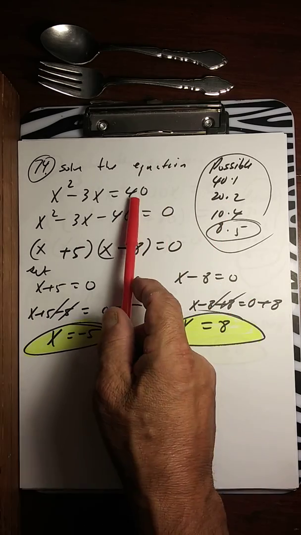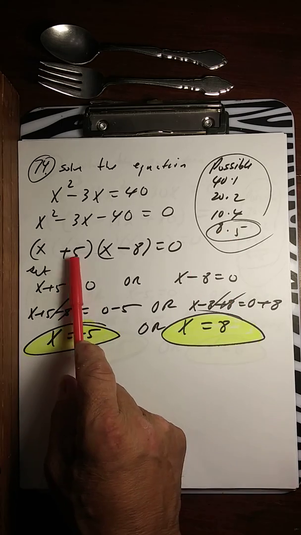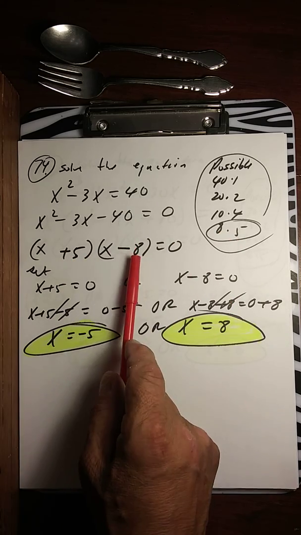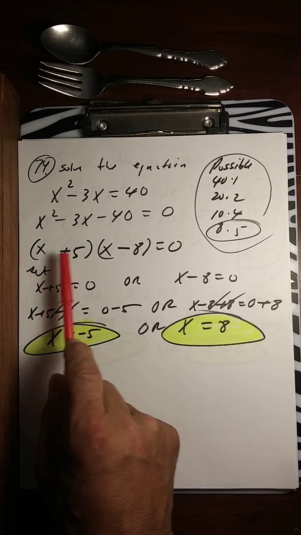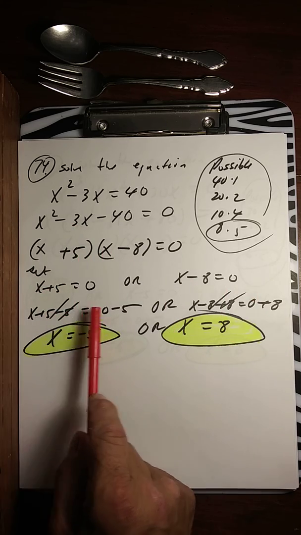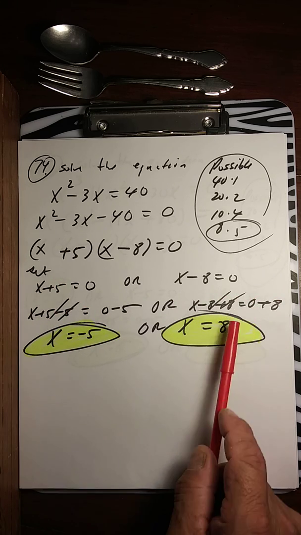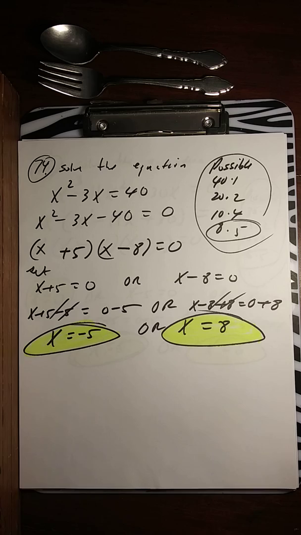Let's rewrite it first. Bring this over here. Now 40, is this possible? We try 8 and 5. Positive 5, negative 8. Is that right? Negative 40, and 5 minus 8 is negative 3. Yes. So x plus 5 is 0, x minus 8 equals 0. So minus 5, so x is negative 5. Done. And add 8, so negative 5 and 8.